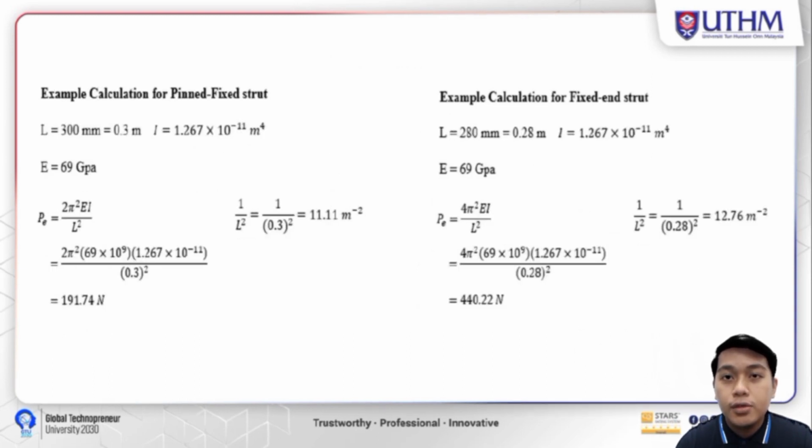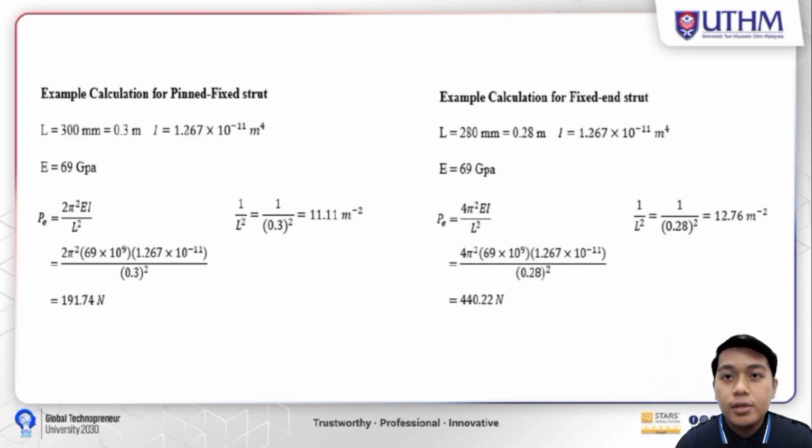Then the calculation for pin fixed strut, the length is equal to 0.3 meter. The second moment of area is equal to 1.267 times 10 to the power of negative 11 meter to the power of 4, and the Young modulus is equal to 69 gigapascal. Then substitute into the formula, and we get 191.74 Newton for the load, and 11.11 meter to the power of negative 2 for 1 over L squared. This calculation continues until strut number 5.